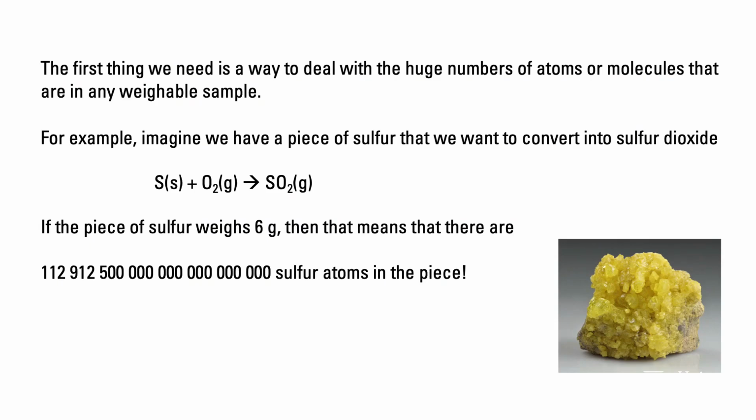And we wanted to know how many SO2 molecules we could make from that. Well, we first of all have to know how many sulfur atoms there are in 6 grams of sulfur. And you can work out, using ideas which we're going to be talking about very soon, that there are this many sulfur atoms. There's 112,912,500,000,000 atoms. It's a lot, right?